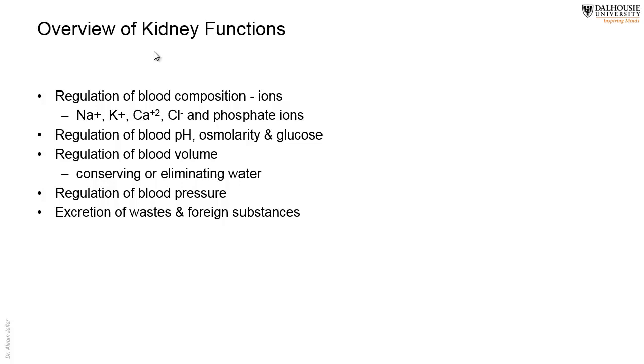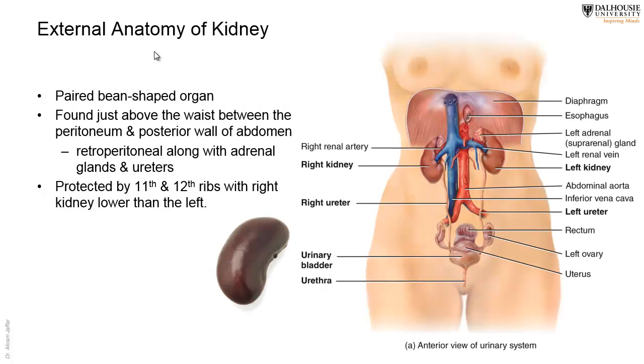What happens is that 99% of the blood passing into the kidney will be filtered, and then it will be reabsorbed. So the blood that passes into the kidney will be filtered. 99% of it will be reabsorbed back. It's only 1% of it that is excreted in the urine.